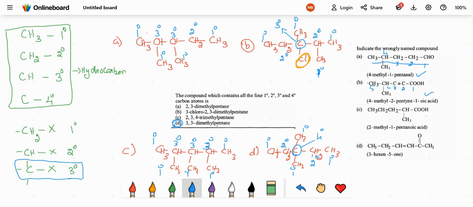And look at this here. Again, you have to choose this as a parent chain. Again, this will be 2 methyl 1 pentanoic acid. So this will also be the right one.